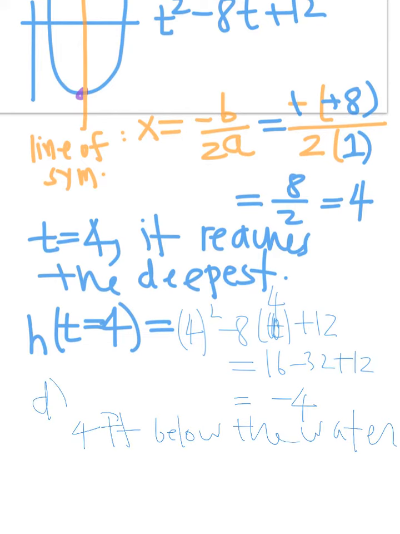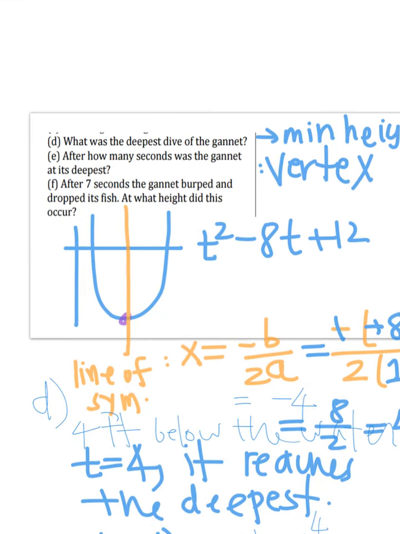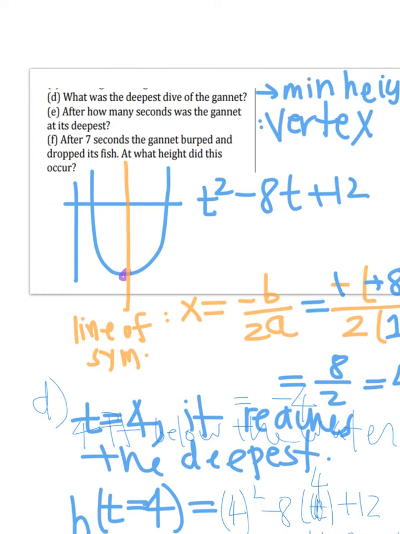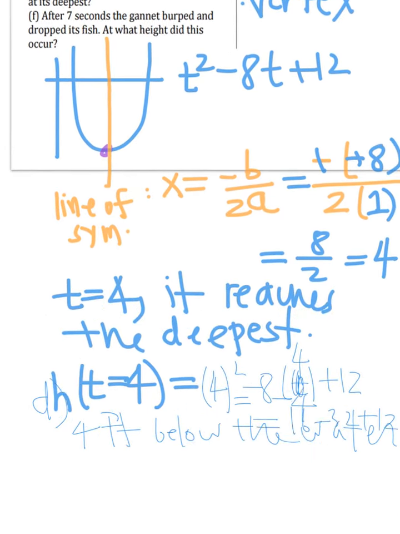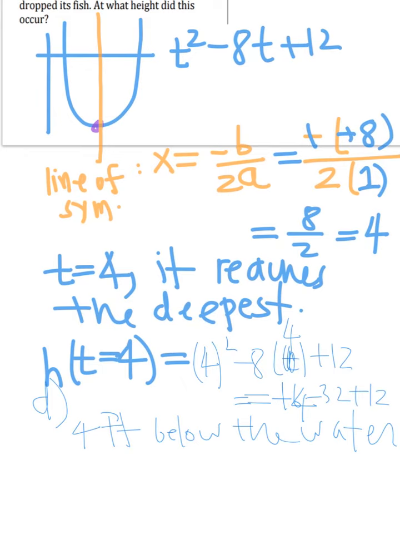That's part D. And after how many seconds was the gannet at its deepest? Well, we know that it was at time 4. We already found it. That's the answer. Now what's the last part?